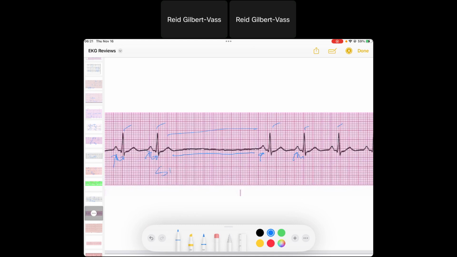this is a sinus pause. Right, this is not a sinus node that beat and created a P wave that didn't conduct. It wasn't a blocked P wave, but there was no sinus node activity. There was no atrial depolarization, so I'd call this a sinus pause.